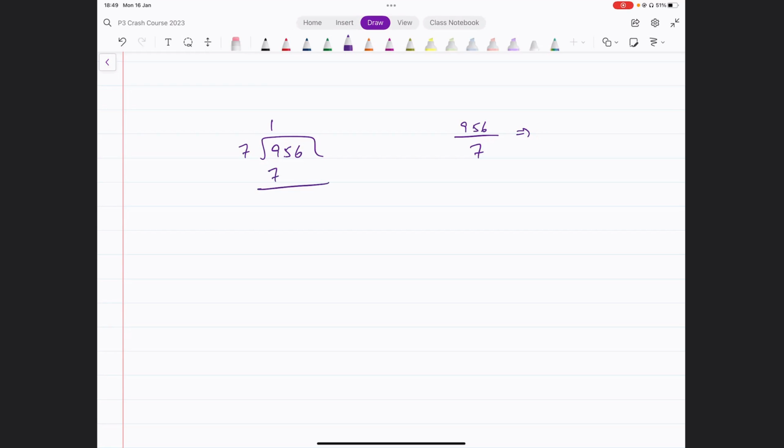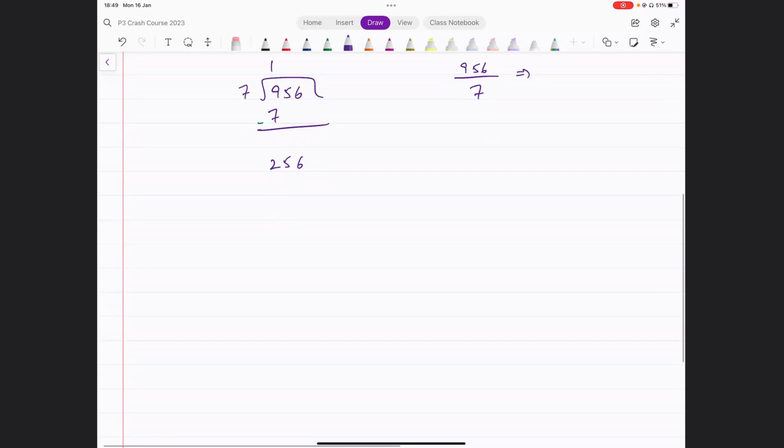And then what you used to do was you would subtract this number from the number on top. So 9 में से you subtract 7. What do you get from that? 9 minus 7, that is 2. And then you take down the next numbers like this. So the next number is 5, and then 6 after that. And then you repeat the process.